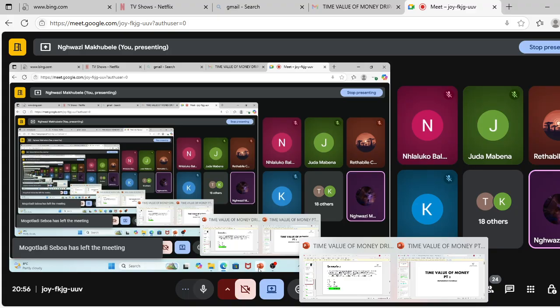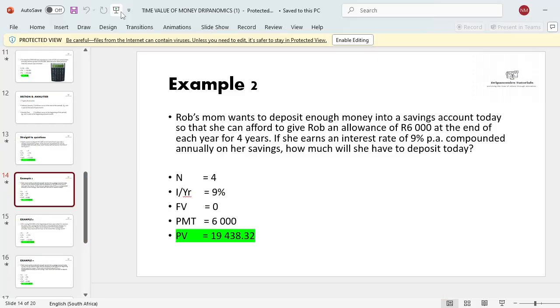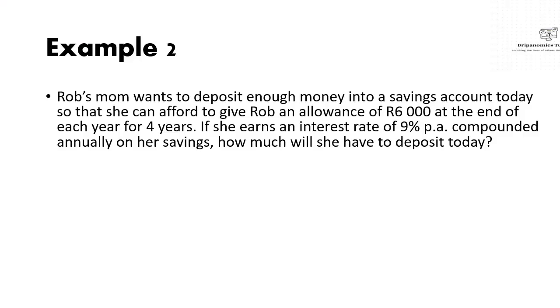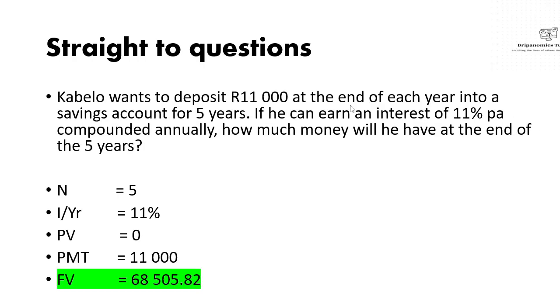Okay, let's just finish these questions. It says, Rob's mom wants to deposit enough money into a savings account today so that she can afford to give Rob an allowance of 6,000 rands at the end of each year for 4 years. One thing I missed to tell you, remember it says at the end. So this shows you that this is an annuity. It's an ordinary annuity, right? So you don't have to put any setting because the calculator is on default.